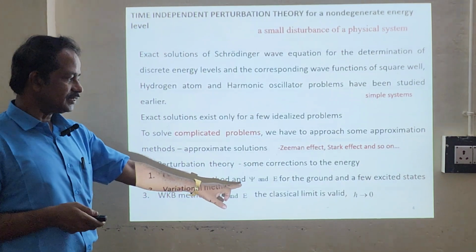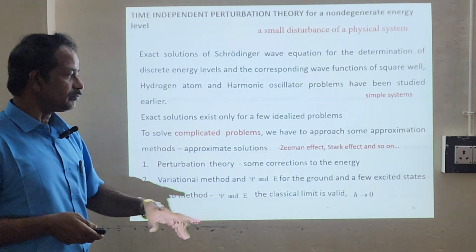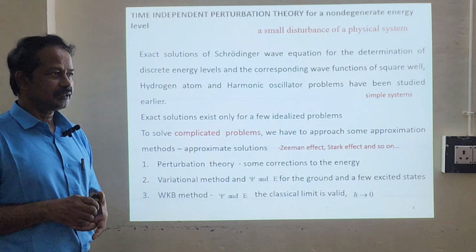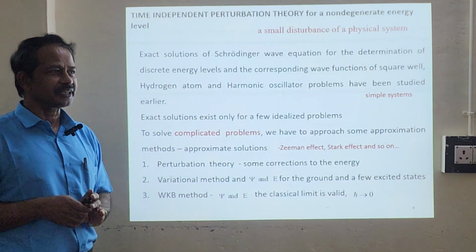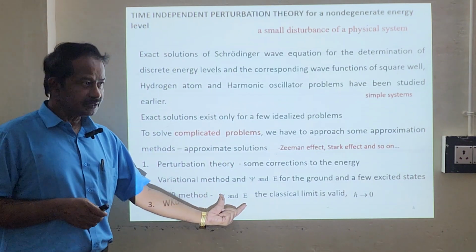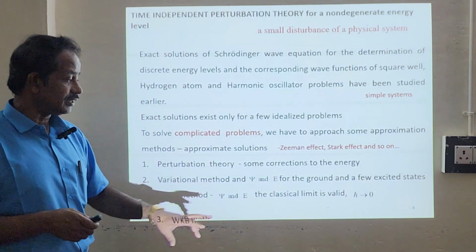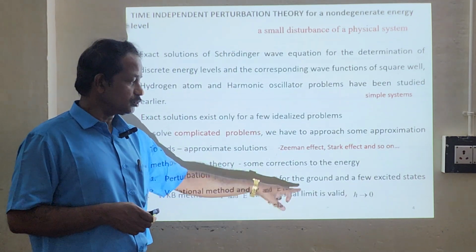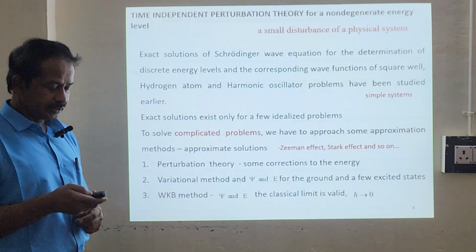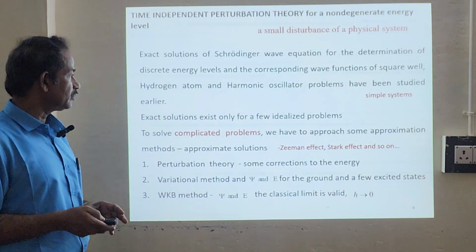And the variation method, as I said, gives psi and E for the ground state, and the variation method usually works out only for the ground state. For the first excited state, it's okay. In the WKB method, we obtain psi and E, and this is a semi-classical approach. When h bar tends to 0, or when lambda tends to 0, we get the WKB method.